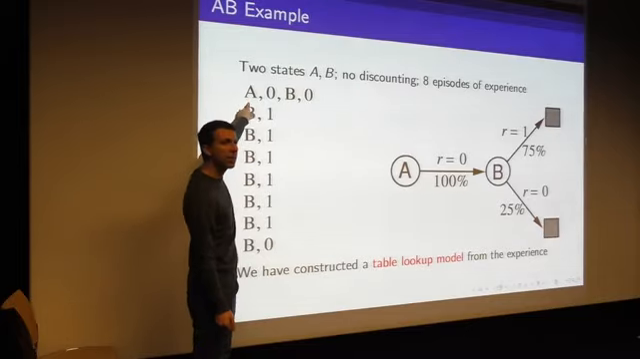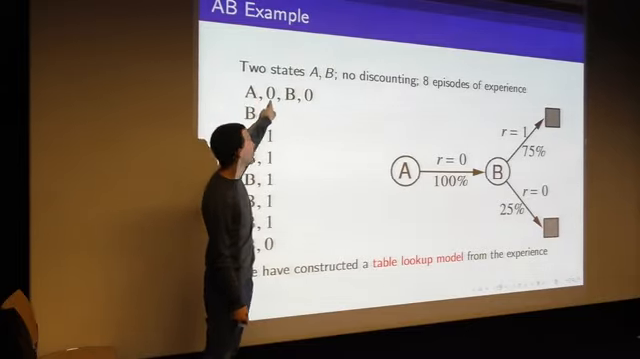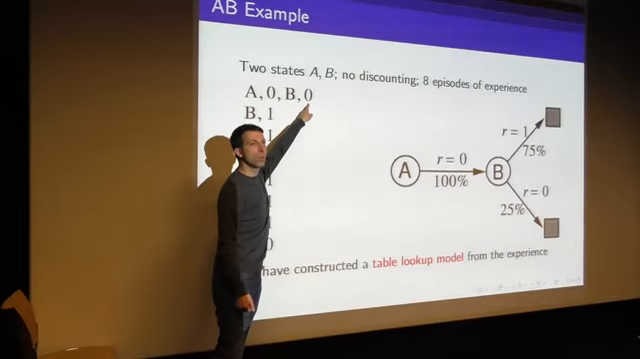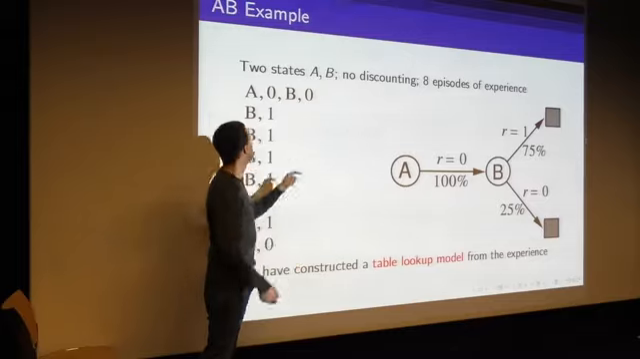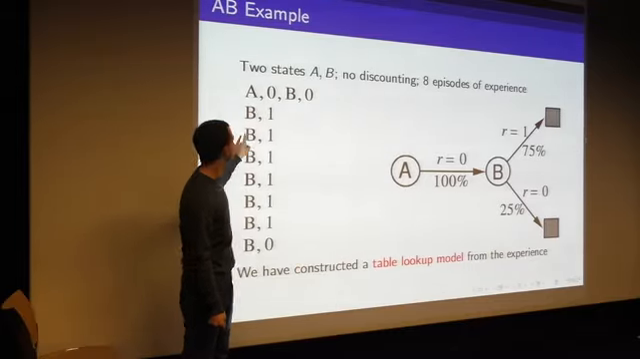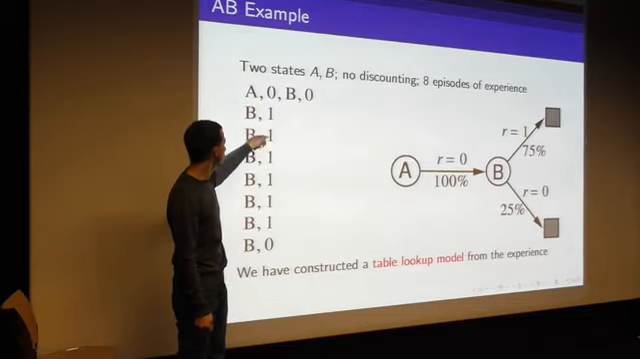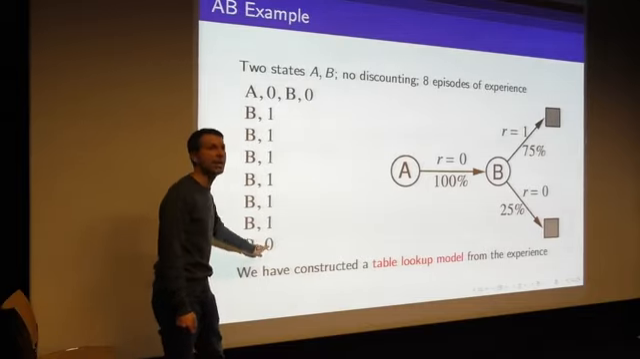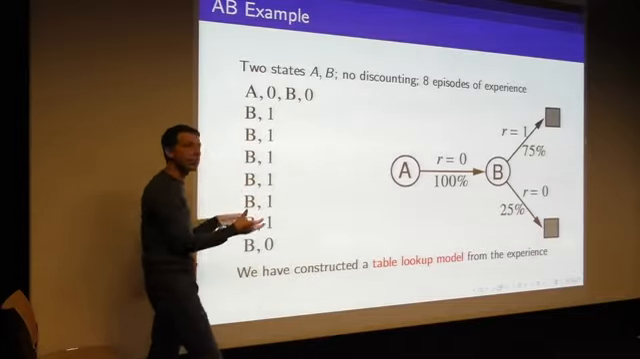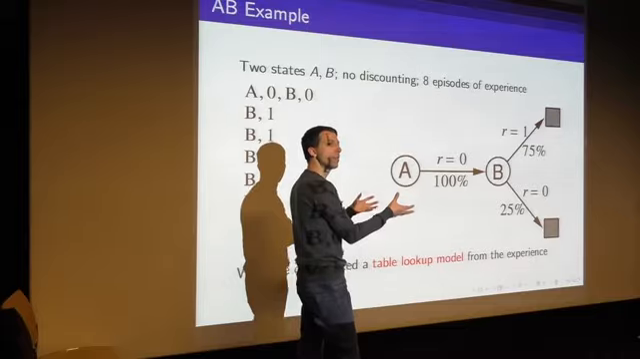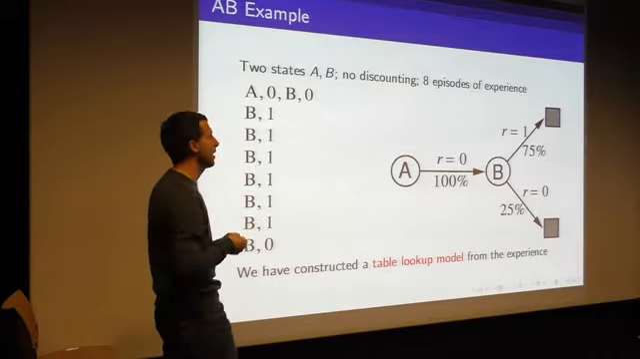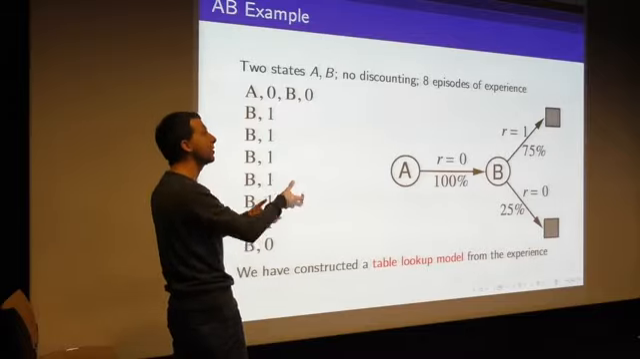So this means on the first episode, I started in state A, got reward 0, then went to state B, got reward of 0, and then the episode terminated. Second episode, I started in state B, saw a reward of 1. Next episode, started in B, reward 1, until finally started in B, got reward 0. So we can take this experience, and as we did before, we can build a model from this experience. This is what TD was kind of doing implicitly. Now we're making that explicit. We're explicitly building this model.